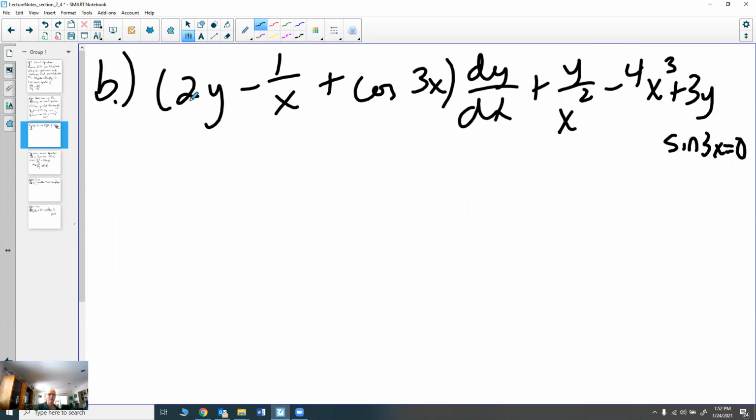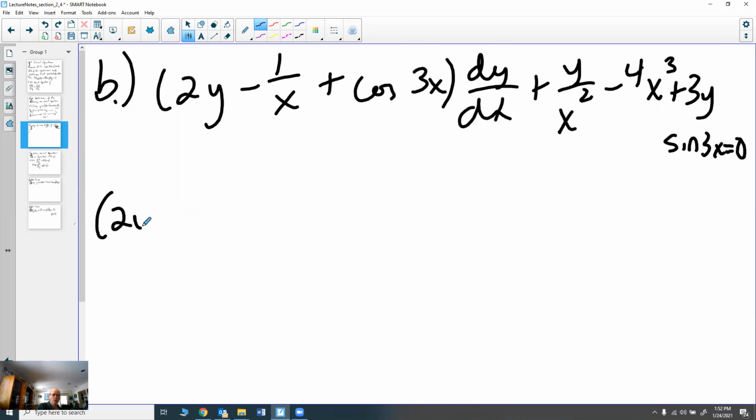Let's try 2y times 1 over x plus cosine of 3x, all times dy dx, plus y over x squared minus 4x cubed plus 3y times sine of 3x equals 0. This is my differential equation this time. I notice that I have this dy and this dx together. I'm going to go ahead and multiply through by the differential dx.